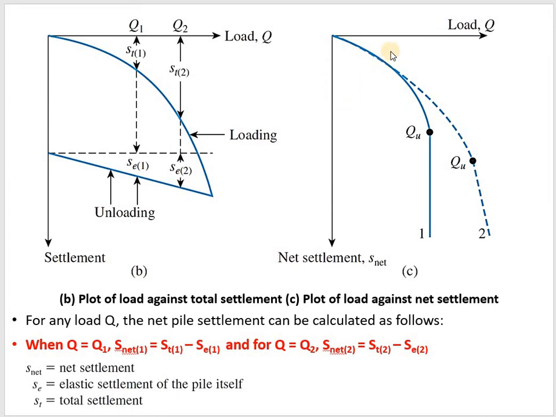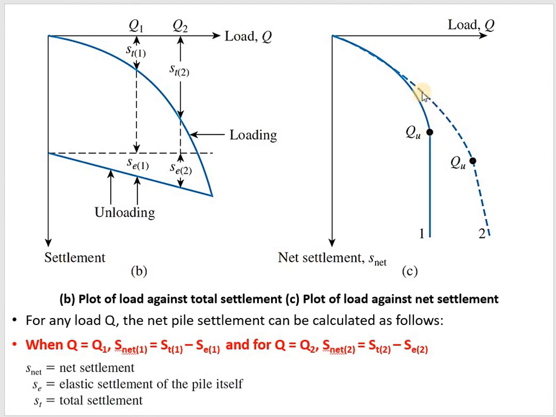So once you find the net settlement, you again plot the load versus net settlement curve and compare how the two curves are different. In the first curve, after the ultimate load, for a constant load the settlement is increasing. The load is not increasing but the settlement is considerably increasing. That's almost a line parallel to the y-axis, or the settlement axis. So where it is parallel to the y-axis, at that particular point you take the ultimate load.